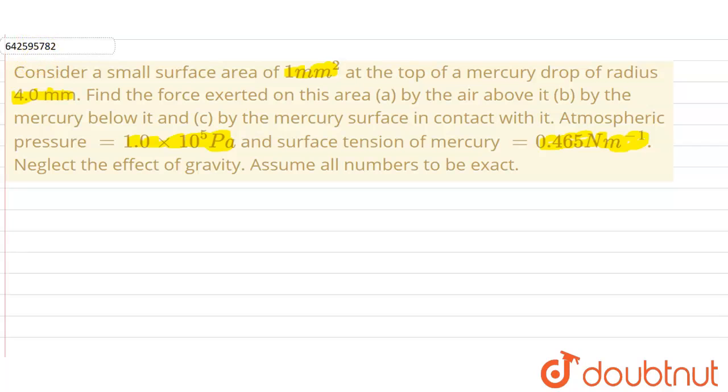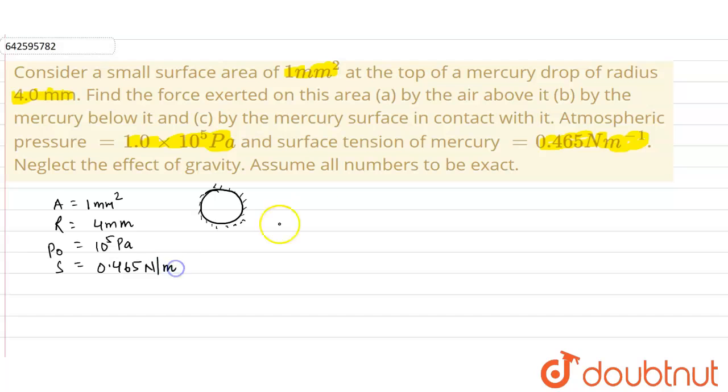So we have been given that the surface area at the top of the mercury drop is how much? 1 mm square. Correct. So let us suppose this is our mercury drop. The area at the top, that is this surface area, is 1 mm square, the radius of the drop is 4 mm, the atmospheric pressure P0 is 10 raised to power 5 pascals, and the surface tension of the mercury is 0.465 Newton per meter. In the first part we have to calculate the force exerted on the area by the air above it.